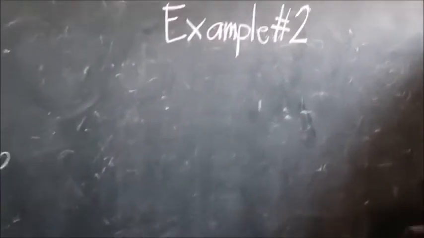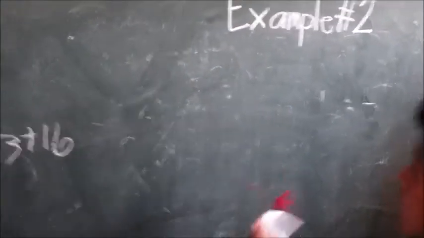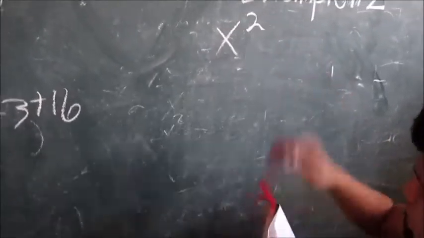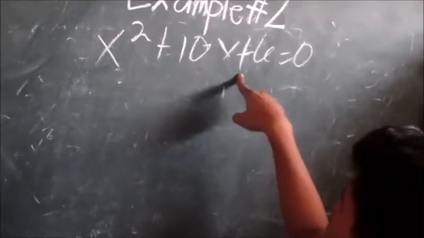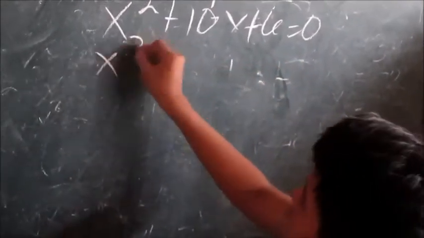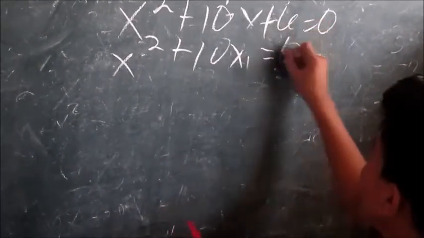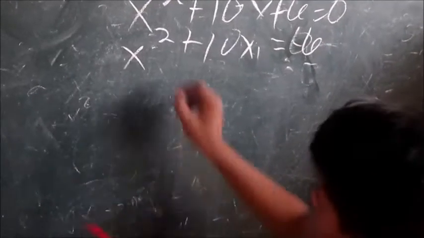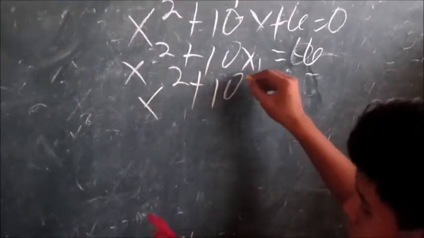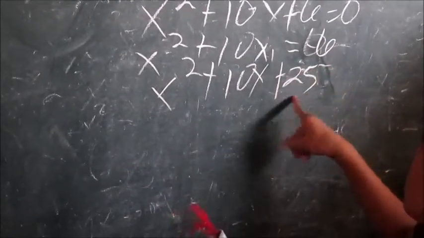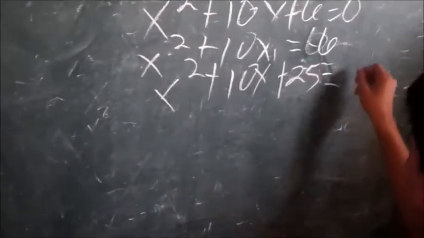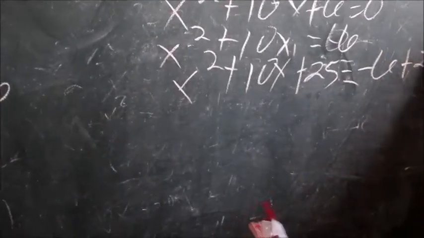So let's move on to example number 2. We have an equation of x squared plus 10x plus 6 equals 0. So we are going to transpose the 6 to the other side. Here, x squared plus 10x equals negative 6. And then we add 25 to x squared plus 10x, so that we can get the perfect square. So we write down 25 on both sides: negative 6 plus 25.